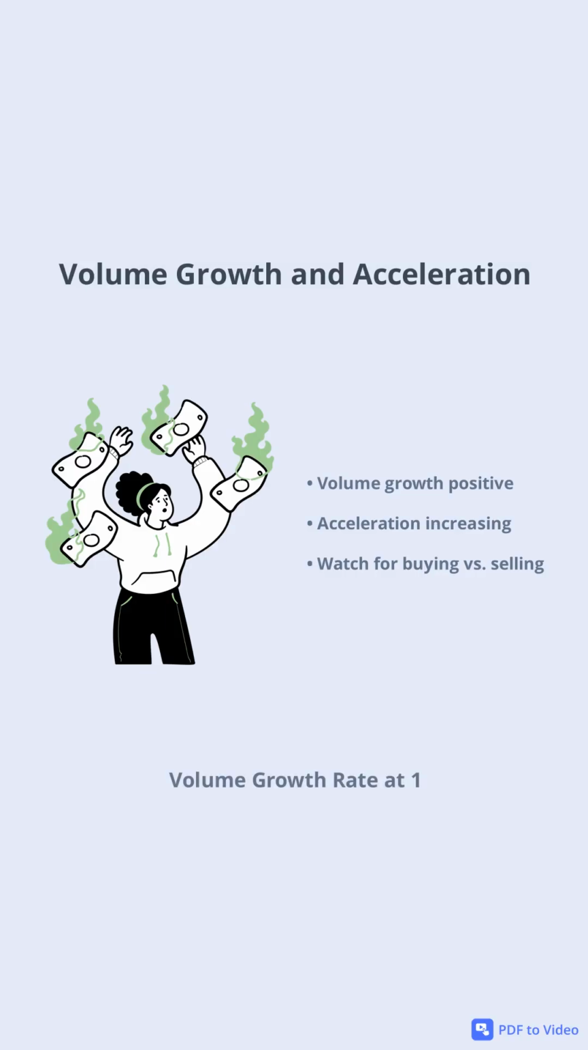Volume growth rate at 1.13 and volume acceleration at 0.324 show that trading activity in SPCE has been picking up. This could be a sign that more traders are becoming interested in the stock, possibly in anticipation of a move. However, with negative OBV and AD, it's important to confirm that this volume is not just from selling pressure.